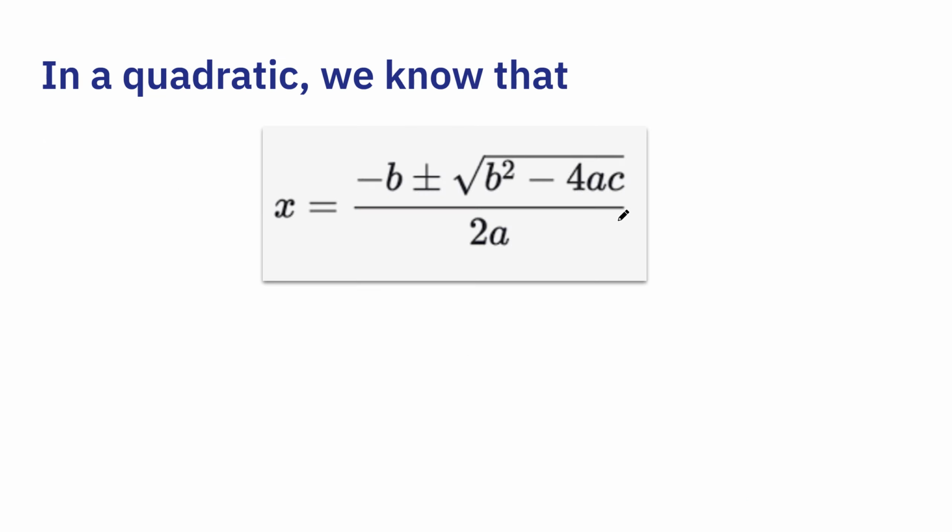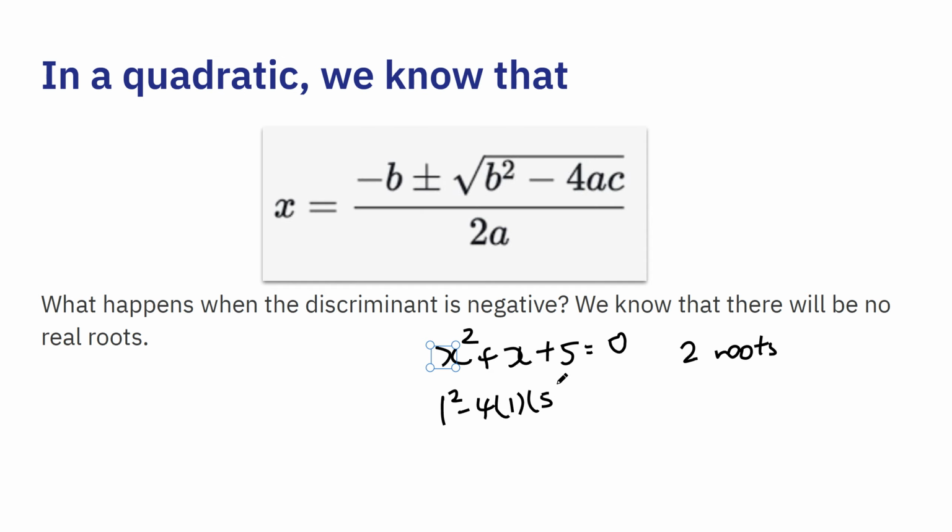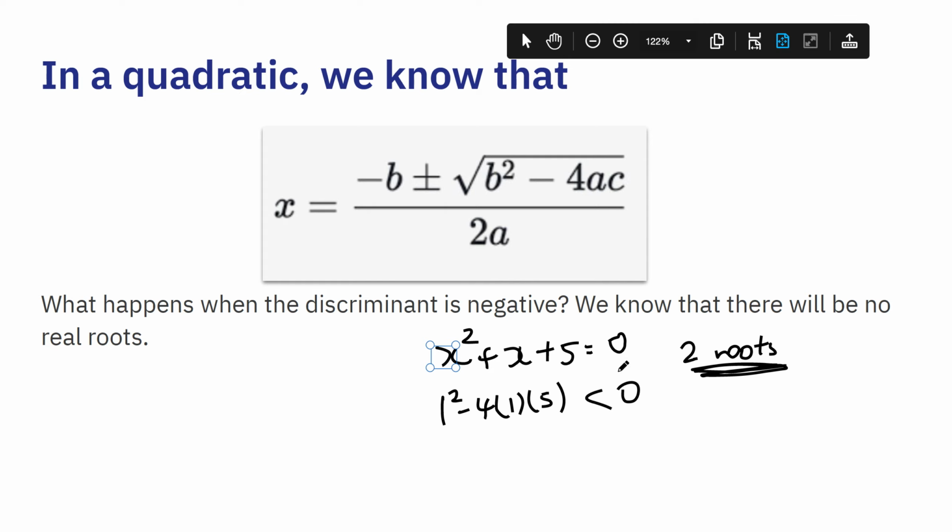Okay, so in a quadratic, we know the quadratic formula, minus b plus minus this quadratic formula over here. So what happens when the discriminant is negative? There are no real roots, right? So let's consider something like x squared plus x plus 5 equals 0. Just now earlier we said that in any polynomial the highest power is 2, so there should be 2 roots. But we know that the discriminant is 1 squared minus 4 times 1 times 5. This is less than 0. So there aren't actually any real roots. So where do the 2 roots come from? These 2 roots are actually both complex roots.